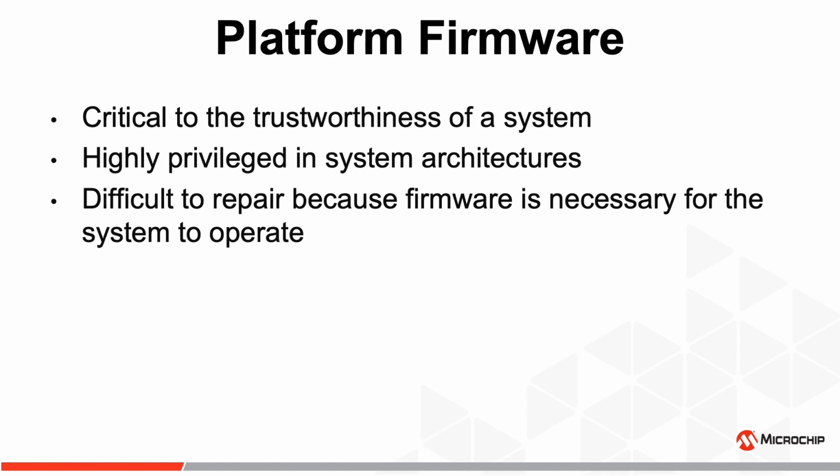these are the things that are going to start first. So they're very privileged in terms of system architectures. They often have the ability to update firmware. They often have the ability to change settings in the system. And they're also very difficult to repair because this firmware is necessary for the system to operate. So how do you repair something when you're using that firmware for the system to run? So platform firmware has a very unique role in the system, and it's very important that we provide platform firmware resiliency.